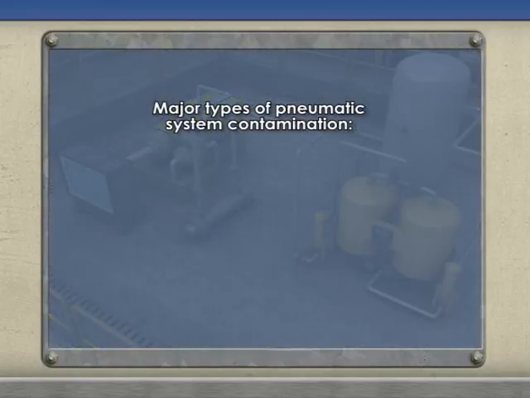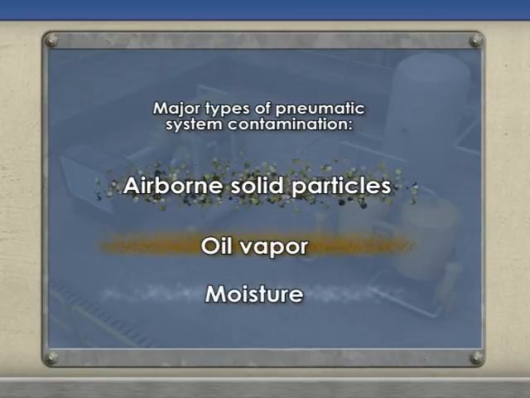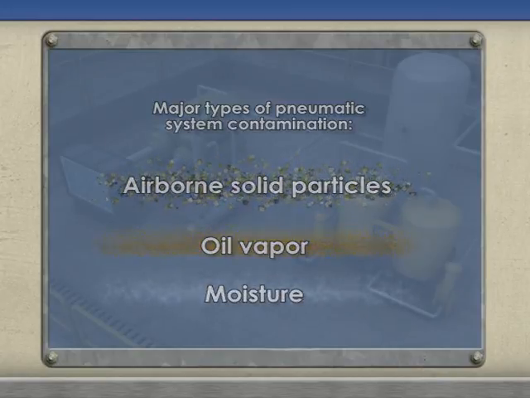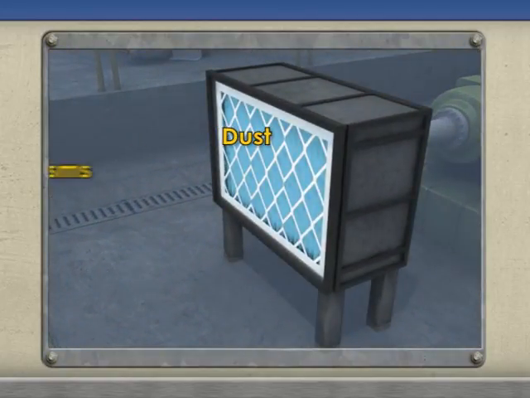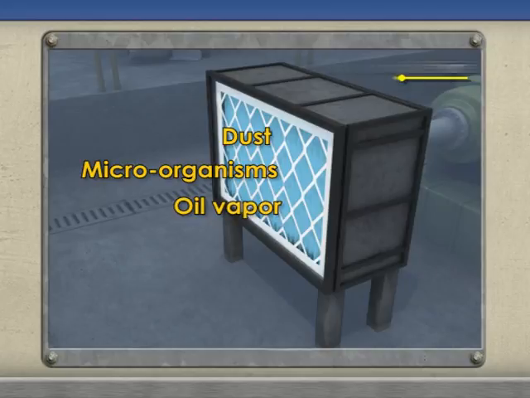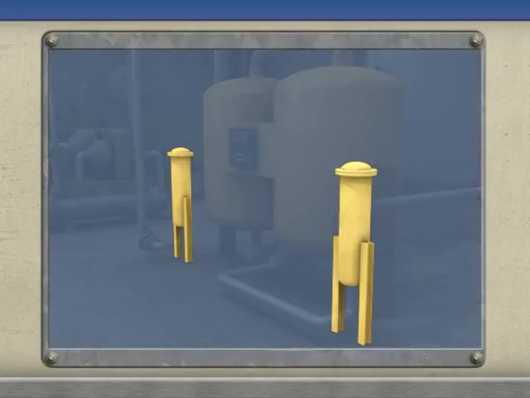The 3 major types of pneumatic system contamination are airborne solid particles, oil vapor, and moisture. Airborne contaminants such as dust, microorganisms, and oil vapor from ambient air are prevented from entering the system by industrial filters at the intake port of the compressor and are managed throughout the system by purification filters at critical points.